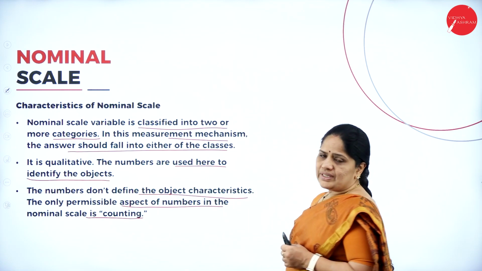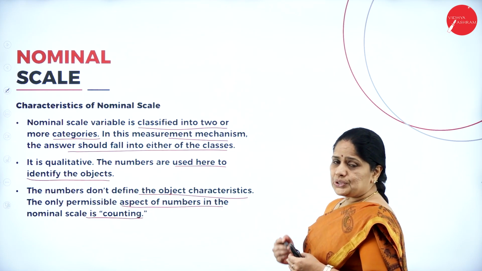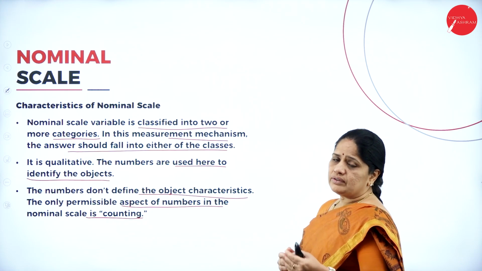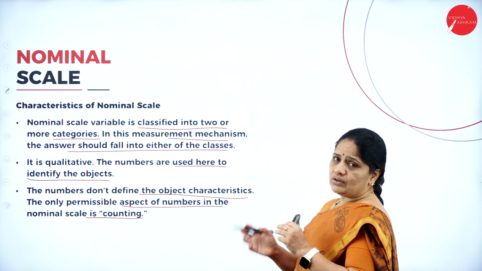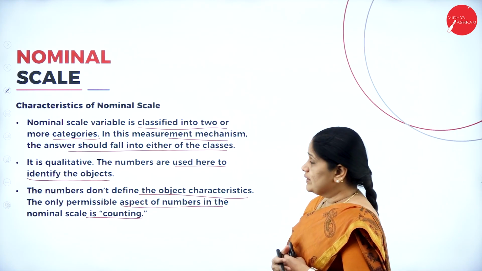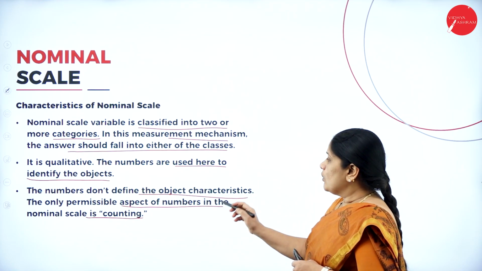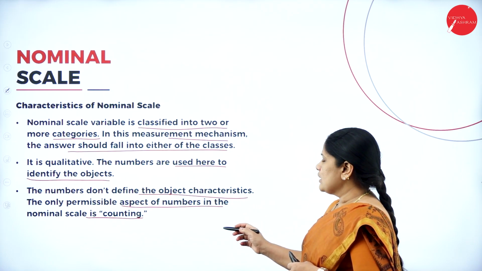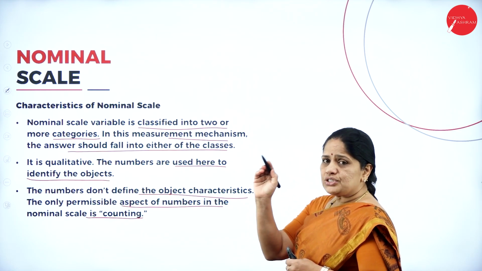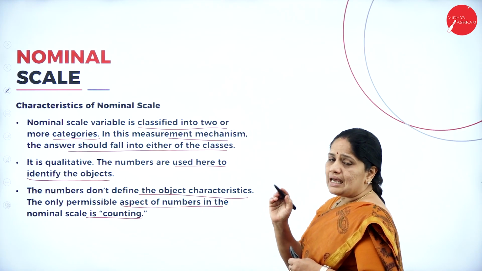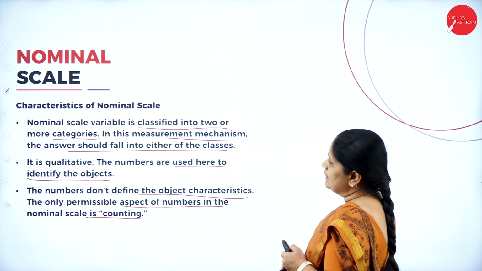For example, if you have a question with 4 options, 1, 2, 3 and 4, if you choose the second or the first or the third, they don't make any difference, because the actual content of that third answer or the fourth answer will make the difference. The numbers don't define the object characteristics. The only permissible aspect of the numbers in the nominal scale is counting. So with the 4 options, you can just count them, that's all. These numbers don't have any values.